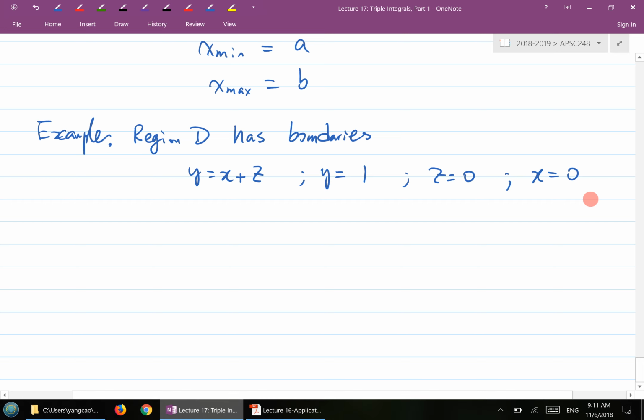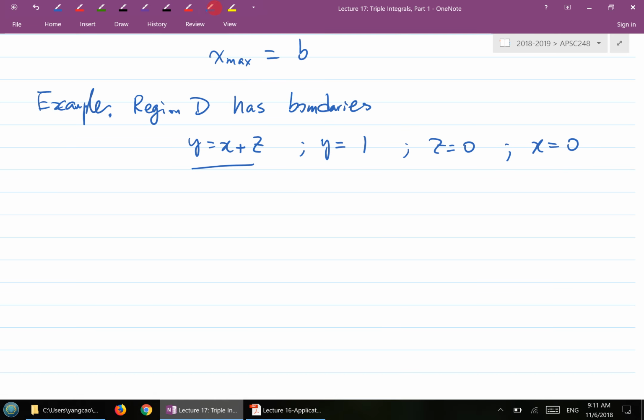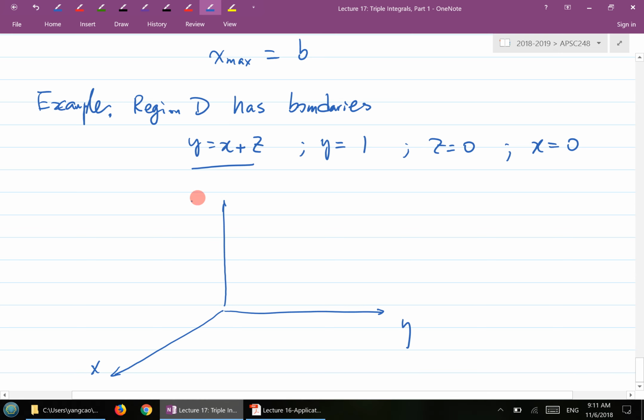If you have this, the first step is you need to be able to sketch them. This is what I mean by the preliminary things we have learned. You're basically using what we learned in the previous lecture here. So here's the Cartesian coordinates. Let's look at all the sides of this region D. First, y equal to x plus z. That's not a line. What does this equation represent?